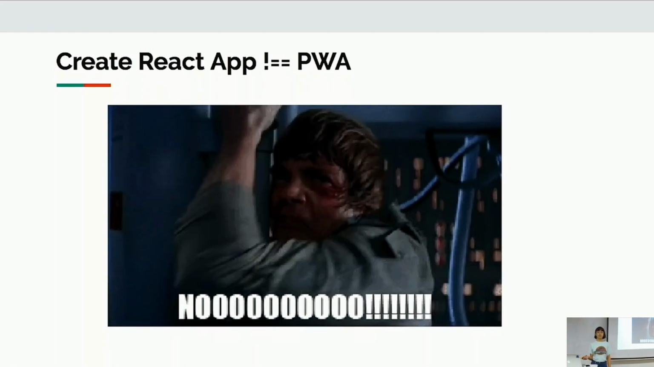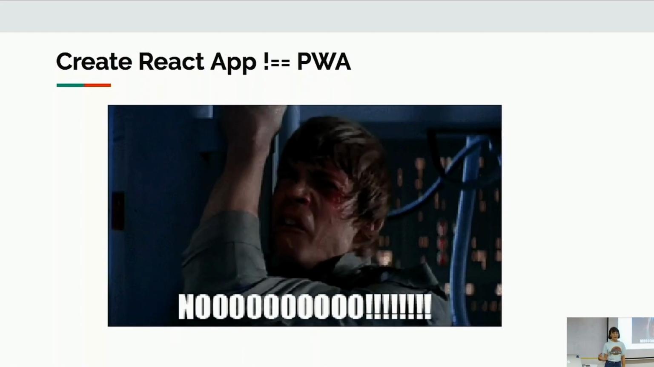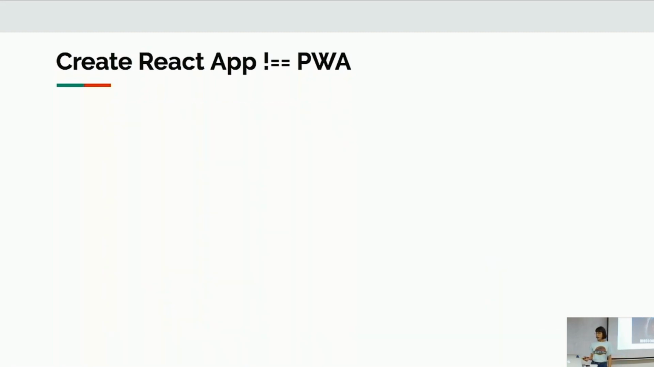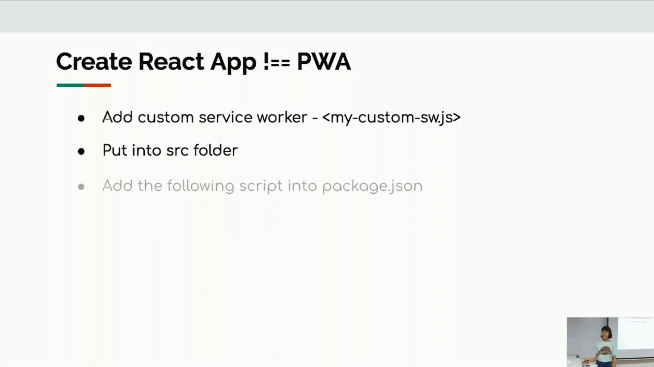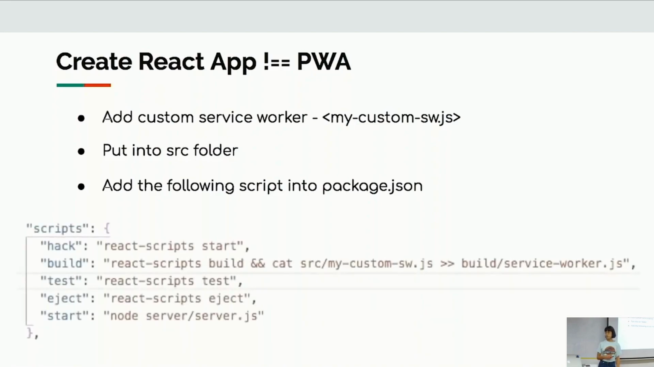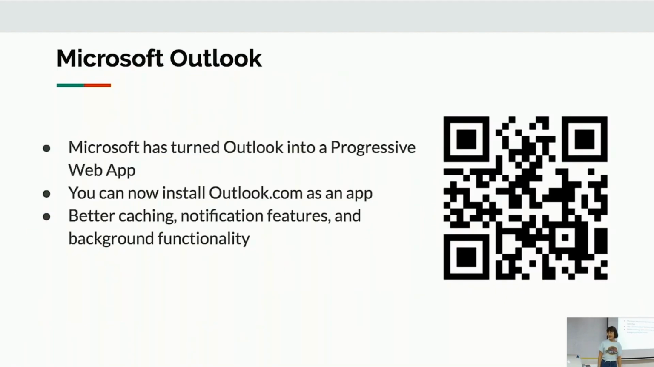And I had this problem actually yesterday. I was trying to work it out. So what I did, I made my own custom service worker, the one I will be registering. And then I put that in my source folder. And after this, I added the following script into my package.json. So, and this is where I want you guys to look at.